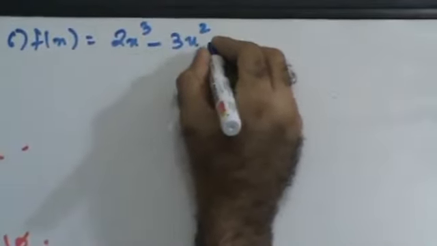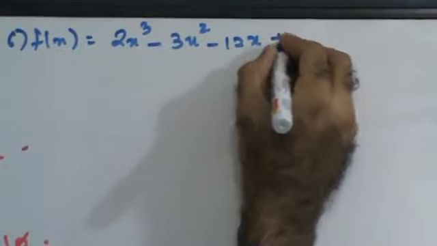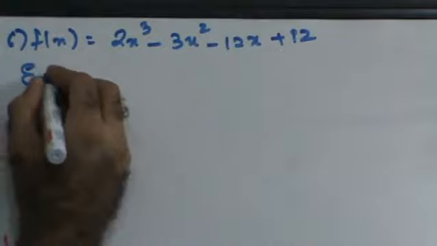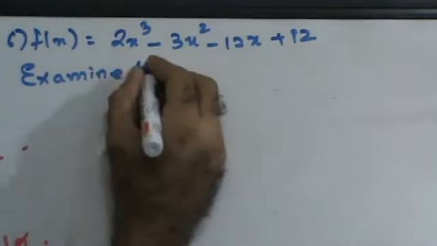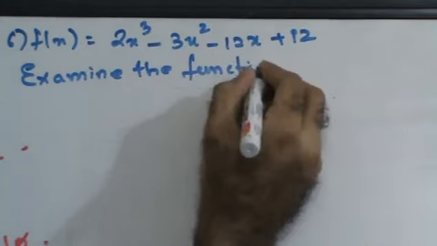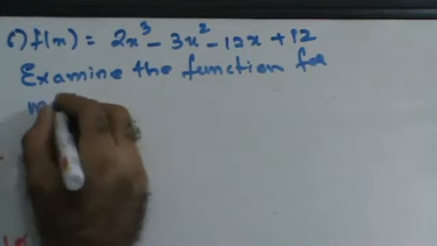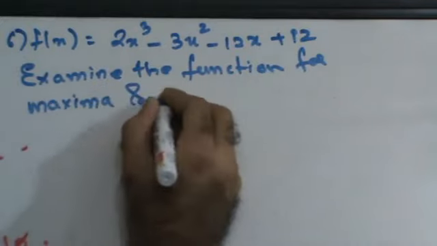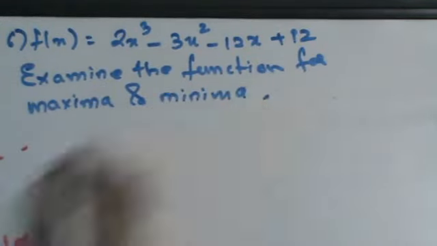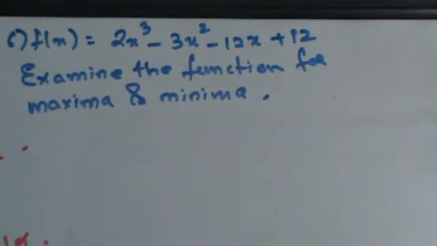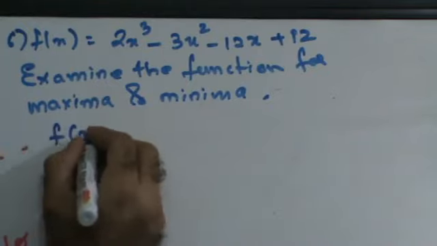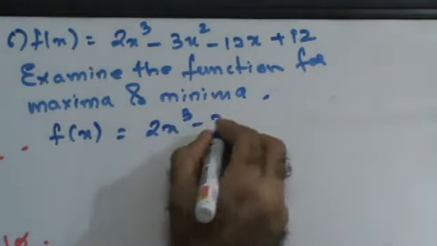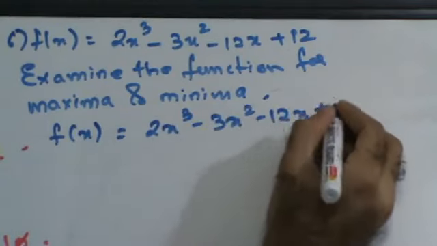f of x is equal to 2x cube minus 3x square minus 12x plus 12. Examine the function for maxima and minima. I want to find out what will be the maximum value of this function, what will be the minimum value of this function, right? f of x is 2x cube minus 3x square minus 12x plus 12.